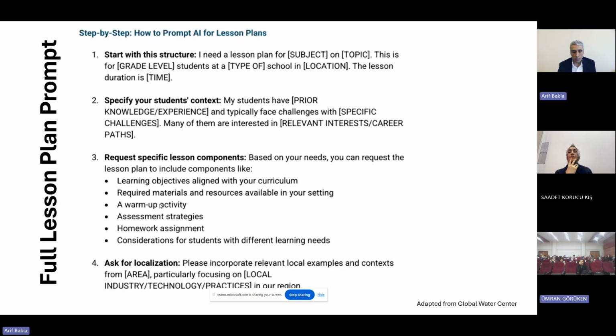In grammar teaching, for example, build your lesson plan upon what students have already mastered. This is not an option, but something essential. And then you will just fill out other parts of the prompt, and then request specific lesson components.